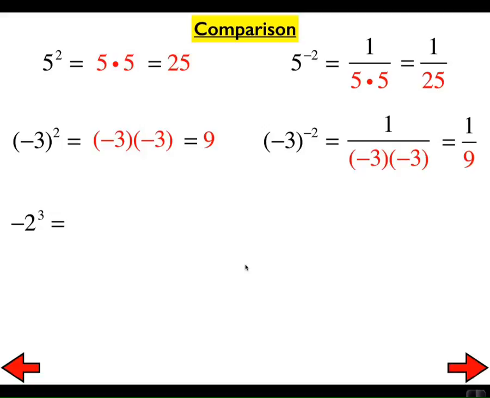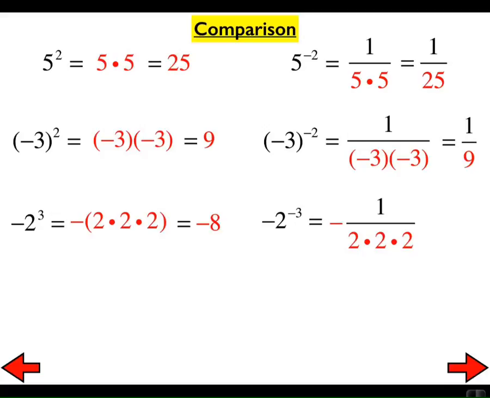Here, what's being raised to the 3rd power? 2. So here I put the negative on the outside and put 2 repeated 3 times. But negative 2 to the negative 3rd power is 1 over negative 2 times 2 times 2. So with the positive exponent, I have negative 8, but with the negative exponent, I have negative 1/8. Are we starting to see a pattern?